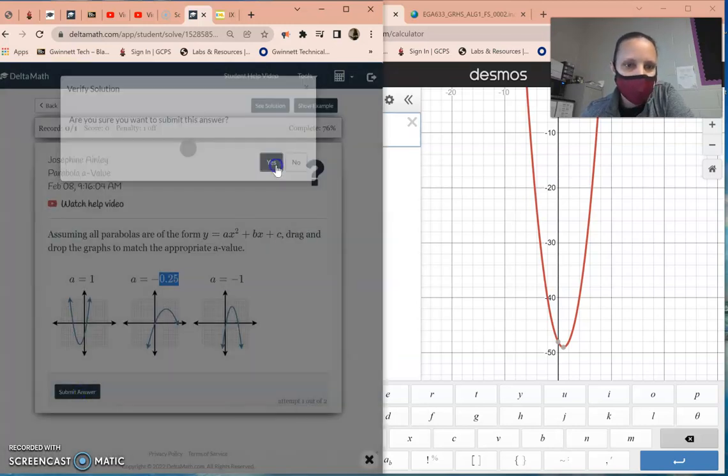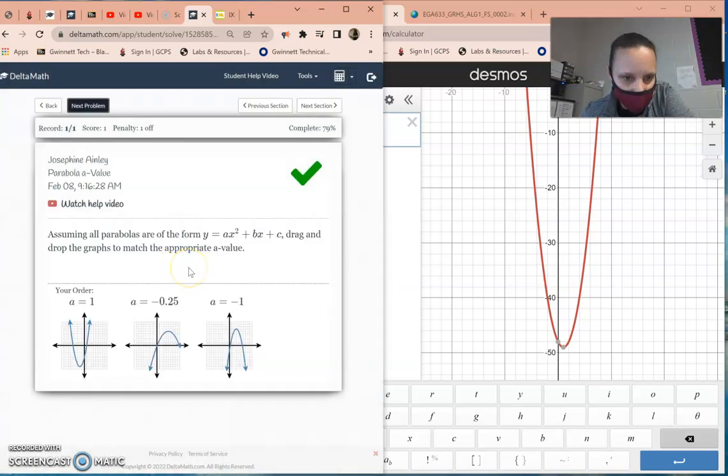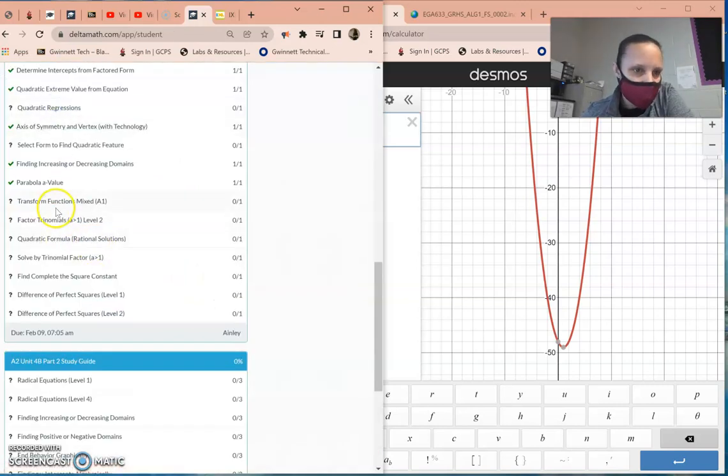Okay, hopefully those three questions were enough for you to understand the concept. The smaller the number, the wider the graph. The larger the number, the thinner the graph.